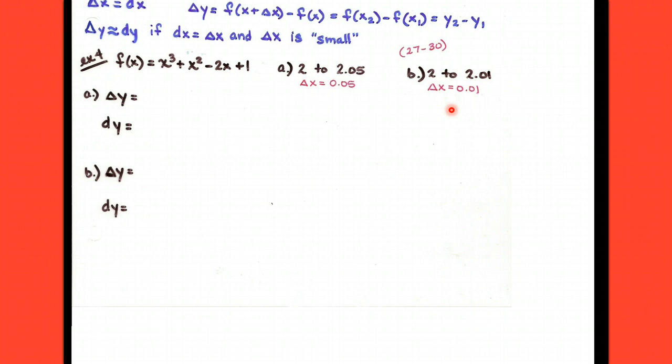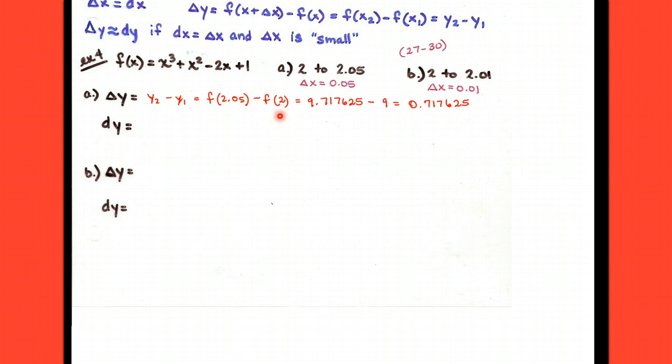So for the first one, if I want to find change in y, that's just f of x sub 2 minus f of x sub 1. All right, so here's my starting point, x sub 1. Here's my stopping point, x sub 2. So if I want to find the change in y, y2 minus y1, I just want f of x sub 2 minus f of x sub 1. So again, this was my starting point of 2, my stopping point of 2.05. x sub 1, x sub 2. So we're just going to plug in f of x sub 2 minus f of x sub 1.